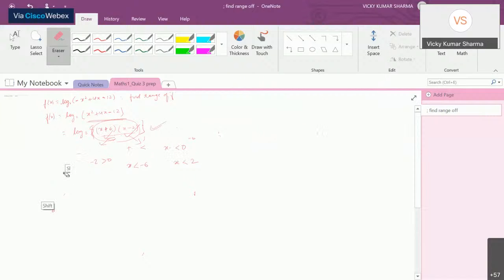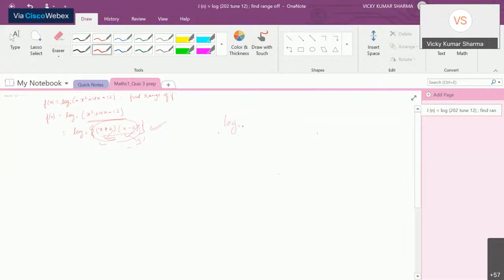Now, coming to the stepwise approach. First we plot the quadratic equation. Then we find the domain of the log function, the log of that composite function. And then we can find out where it forms an asymptote and where not. Always keep in mind how the function would look.